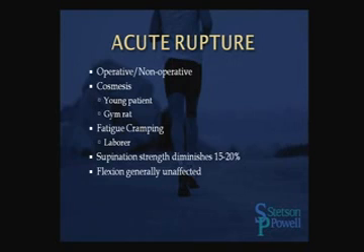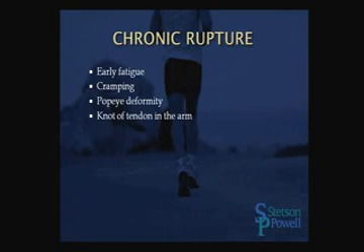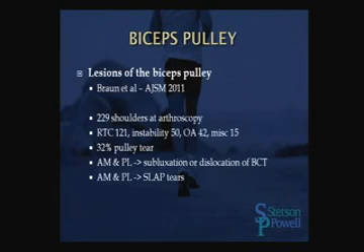Usually cosmesis is a concern in a young patient or a gym rat. Particularly in a laborer, there can be fatigue cramping. Supination strength diminishes about 15 to 20%, and in my laboring population, that is not generally tolerated. Flexion is generally not affected. Chronic rupture can give you early fatigue and cramping and the Popeye deformity. I've also had patients who complain not so much of the cramping, but of a knot of tendon in the arm, and they just want the piece of tendon removed.